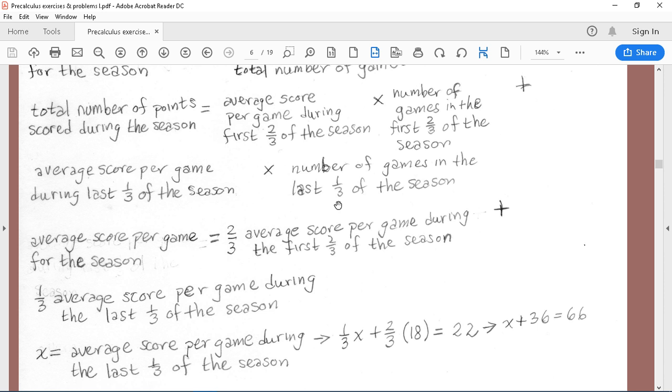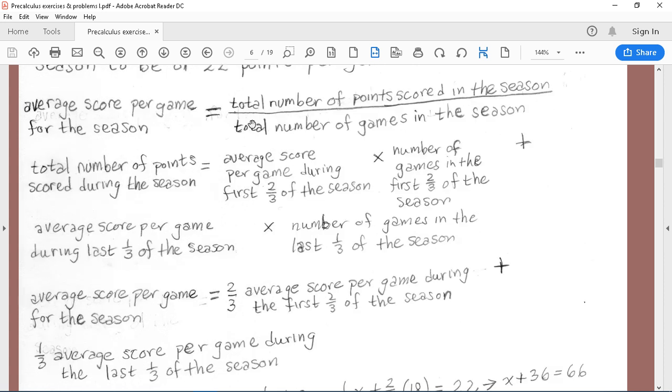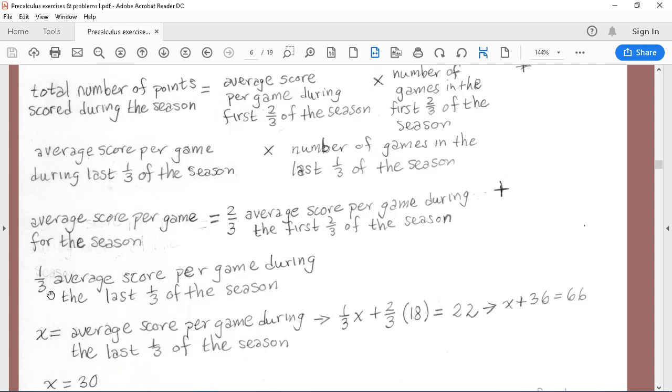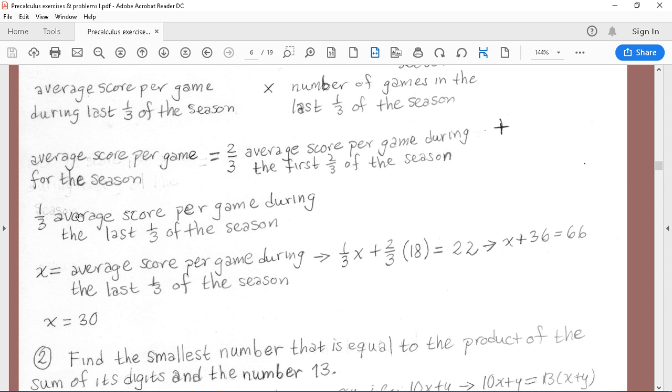Now, we know that the number of games in the last third of the season over the total number of games in the season is nothing else than 1/3. So we can say that our average score per game for the season is 2/3 times the average score per game during the first 2/3 of the season plus 1/3 times the average score per game during the last 1/3 of the season.